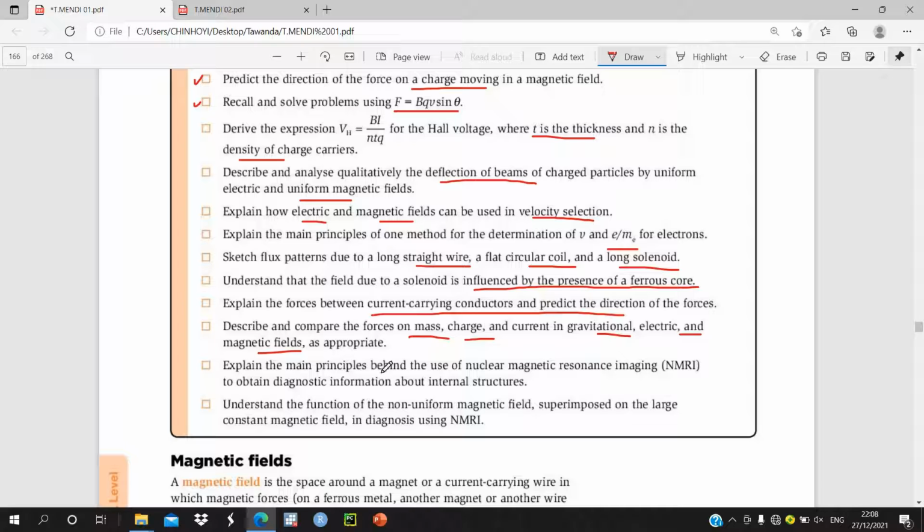Also need to describe and compare the mass, charge, current and gravitational, electric and magnetic fields as appropriate. Also need to explain the main principles behind the use of nuclear magnetic resonance imaging, referred to as NMRI, to obtain diagnostic information about internal structures. We also need to understand the function of non-uniform magnetic fields superimposed on a large constant magnetic field in diagnosis in that scanning.